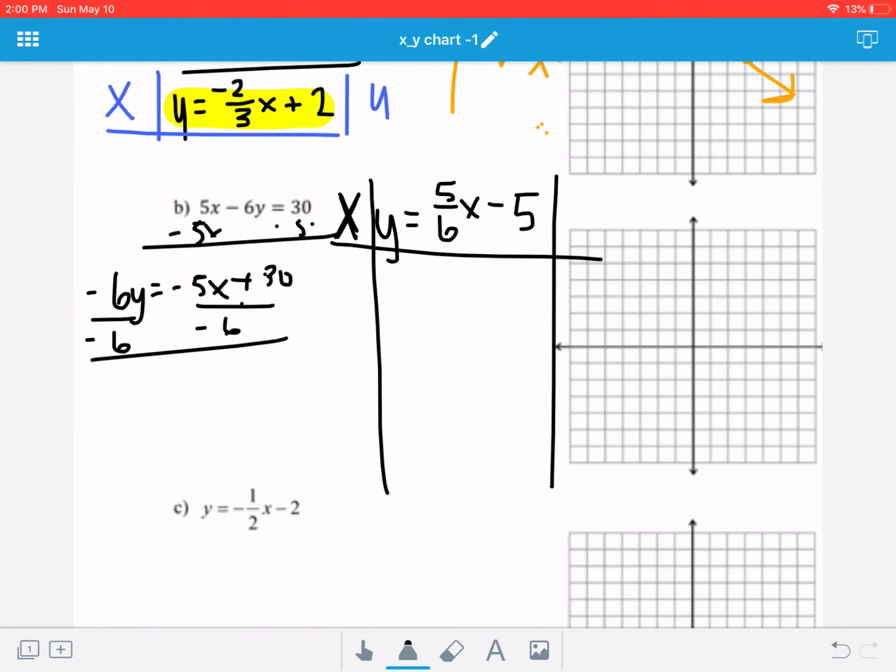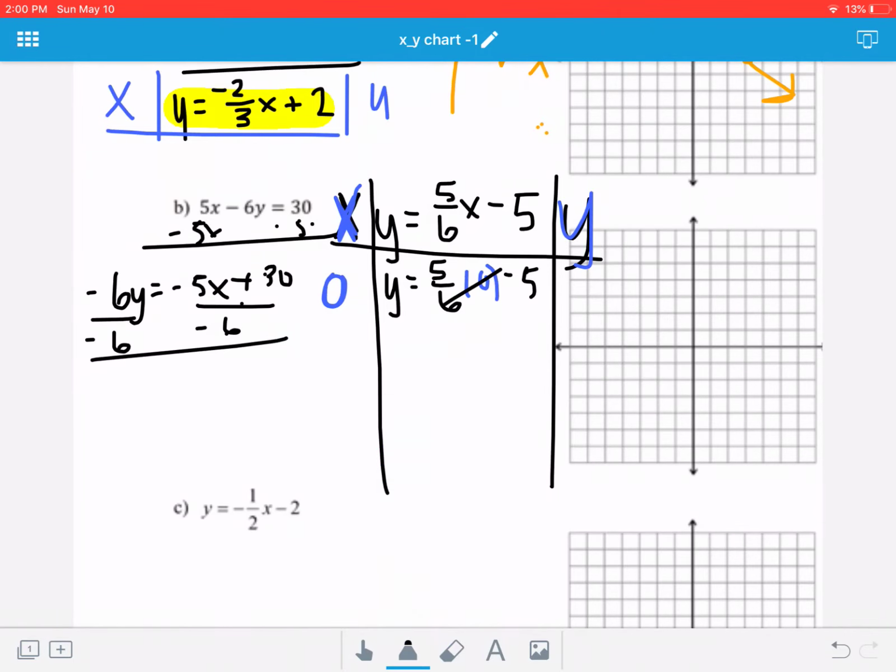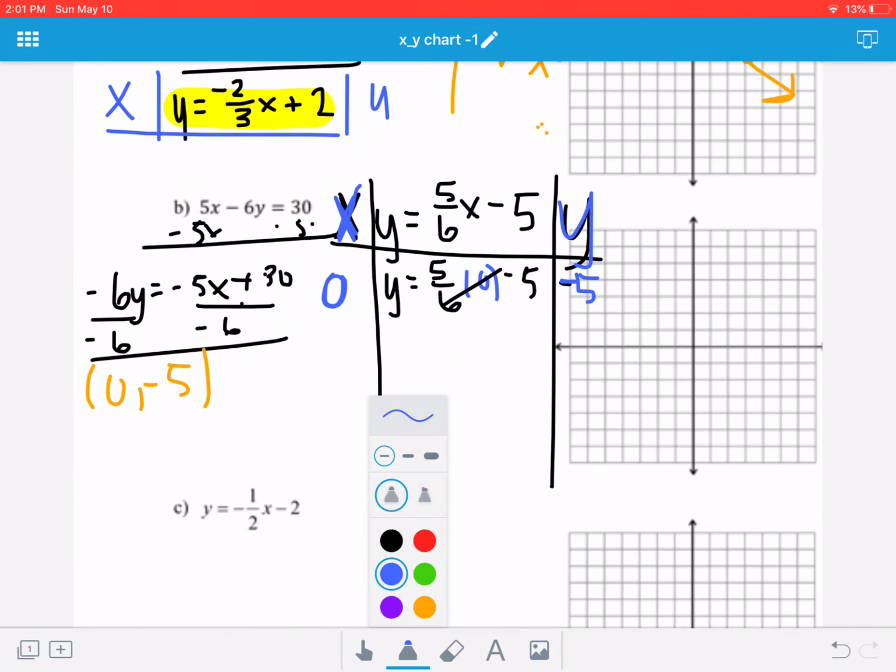X is on the left, y is on the right. Best x value, 0. So if I plug 0 in, y equals 5/6 times 0 minus 5. Well, 0 times anything is 0, minus 5, so this would give us negative 5. Therefore, the ordered pair we have is 0, negative 5. Kind of doing this backwards from the other one. This time we're taking our input value, our x, and we're taking it times 5/6.